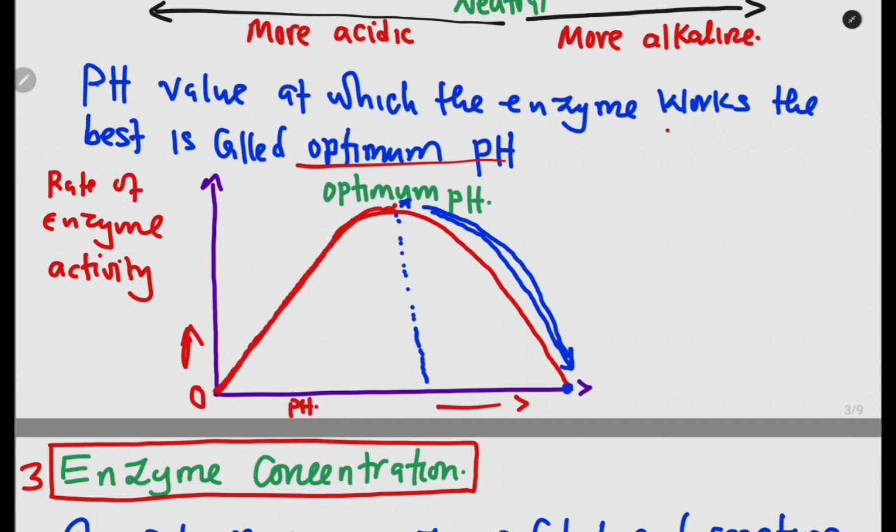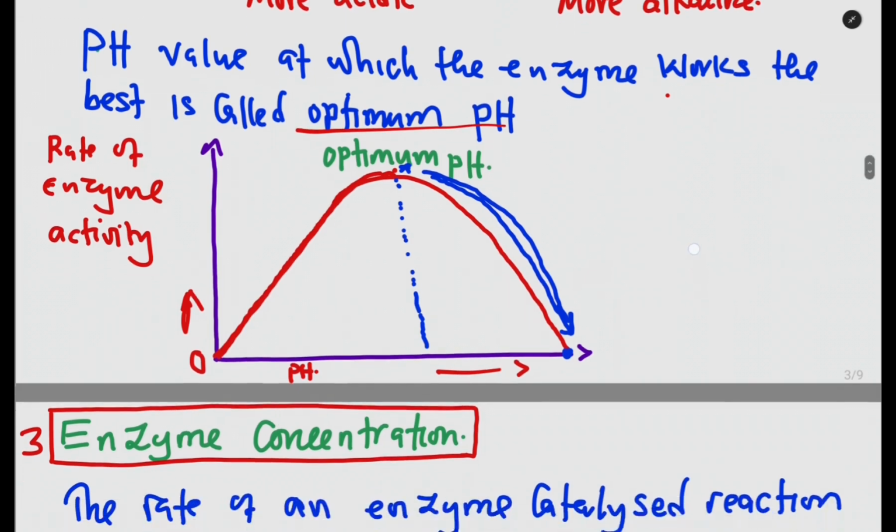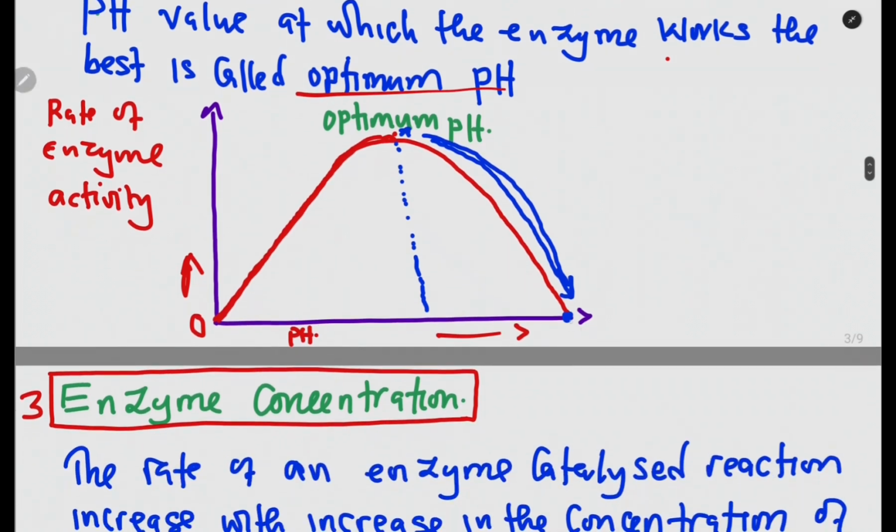Some questions that we expect is: at what temperature or at what pH was the enzyme completely denatured? It is completely denatured at the point where it touches this line. I guess you've gotten that. All right, so that is all about pH.